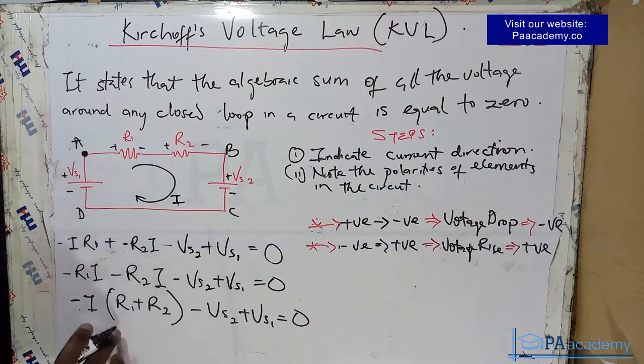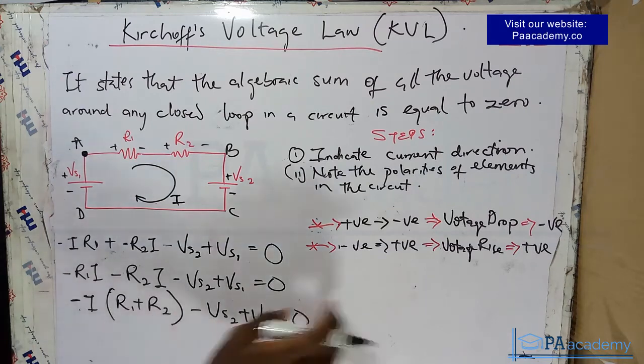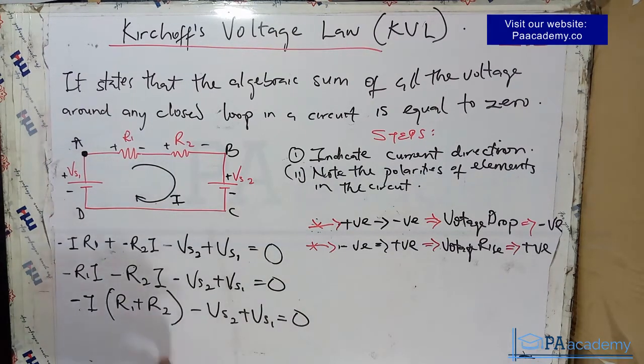So now let's bring this to the other side of the equation, and that will be giving us Vs1 minus Vs2 is equals to I into brackets R1 plus R2. There's no big deal I've just done here.